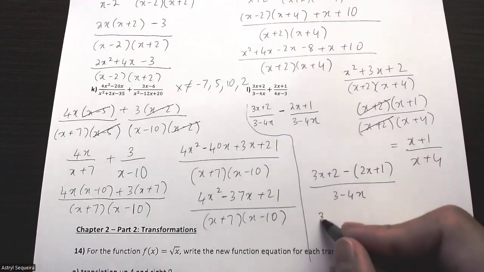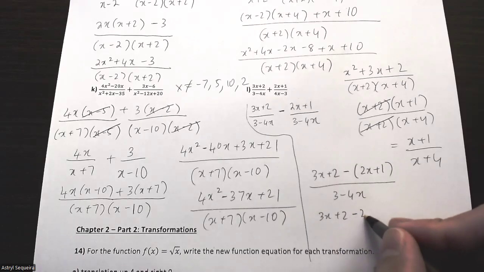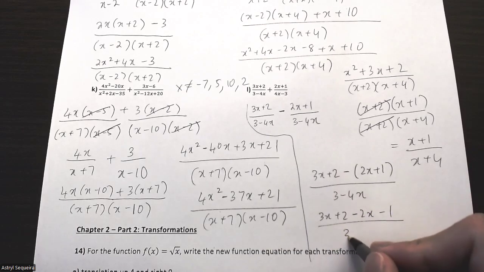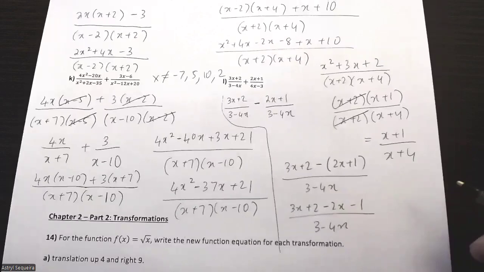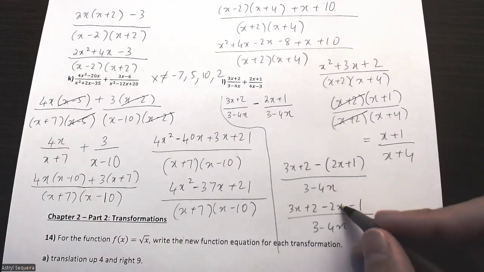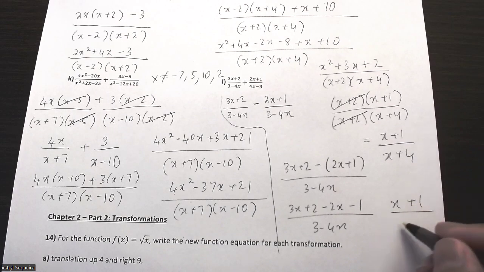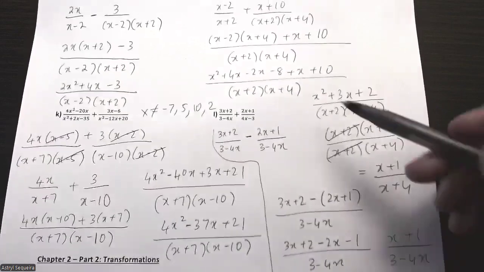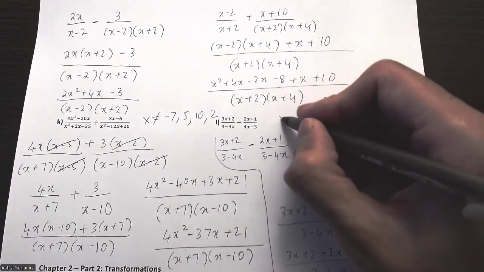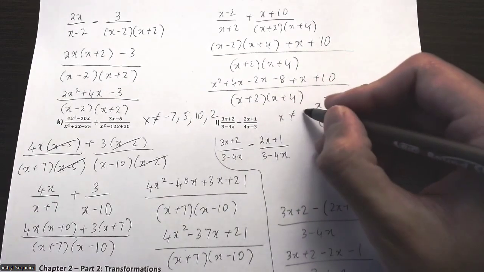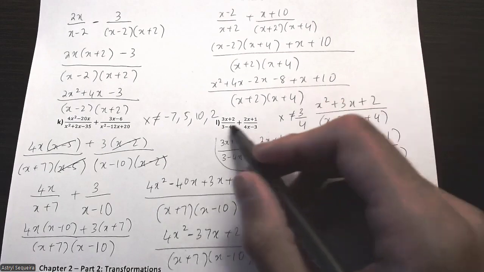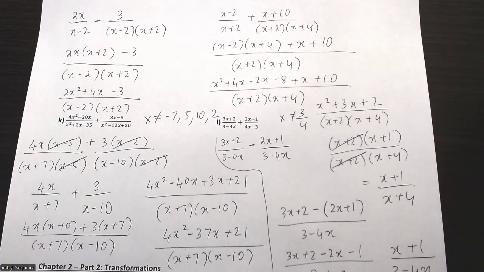I'm going to distribute the negative into the bracket. Last step, I'm going to combine like terms. So 3x minus 2x is just x, 2 minus 1 is just 1. And that will be my final answer to this question. For the restriction here, it's just x does not equal 3 over 4. It's the same restriction for both of them in this case.